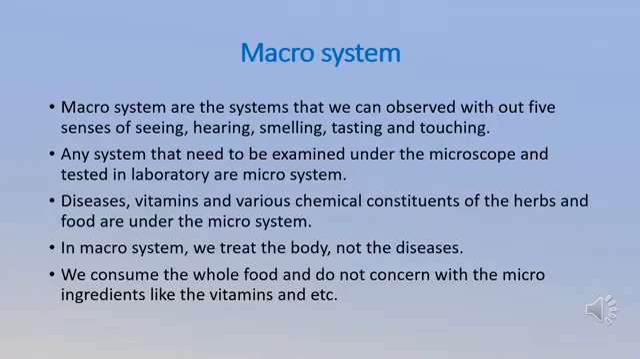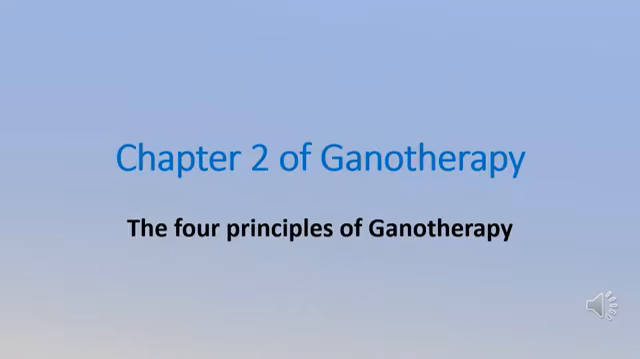So in macro system, we treat the body and we never treat the disease. We consume the whole food. We are not concerned with the micro ingredients like the vitamins and so on inside the food. So now we come to chapter 2 of ganotherapy.